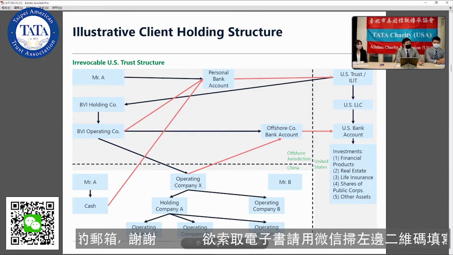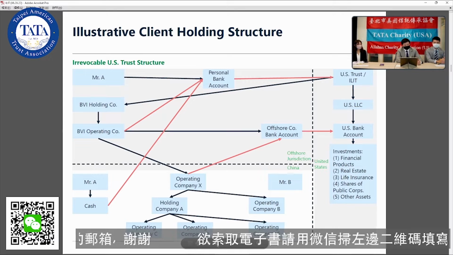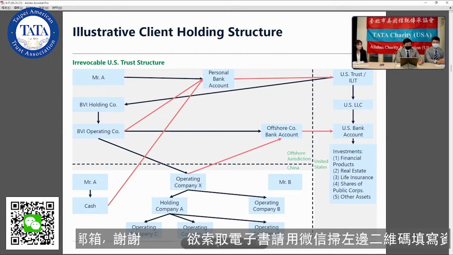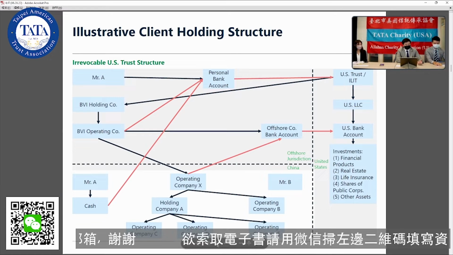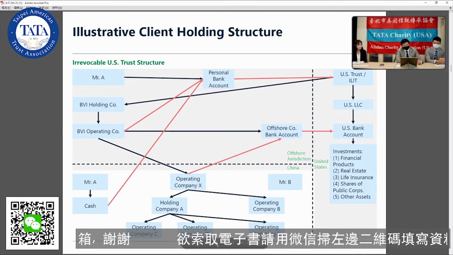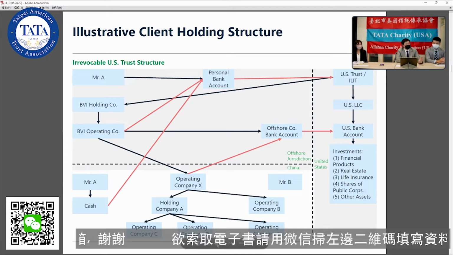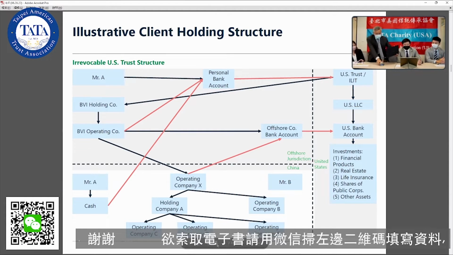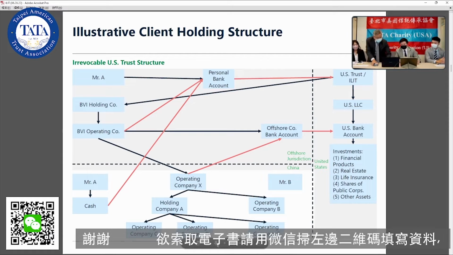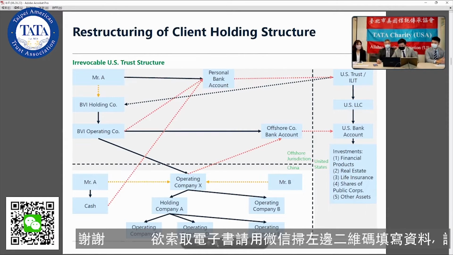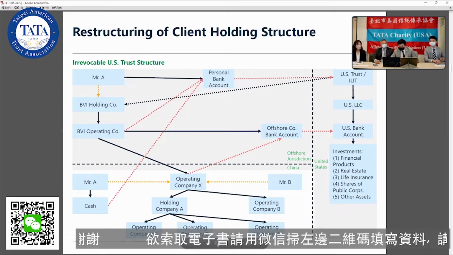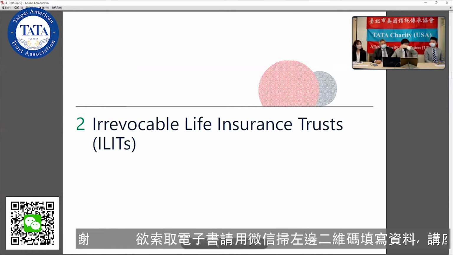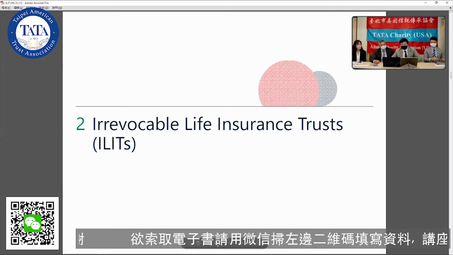And life insurance is a very essential part of this process because it allows Mr. A to provide some sort of guarantee as to maybe some minimum payment to the next generation. And aside from that, it also allows Mr. A to have some flexibility in controlling these investments. Next slide, we're going to go into life insurance trusts.